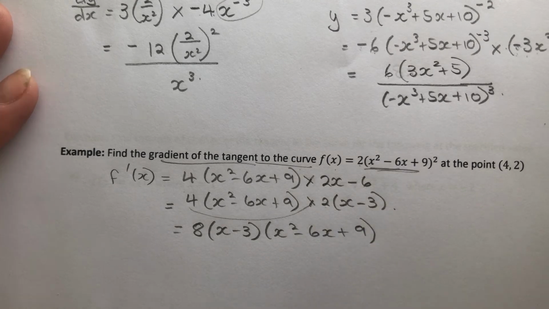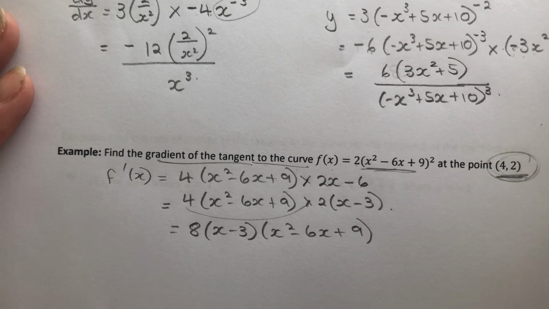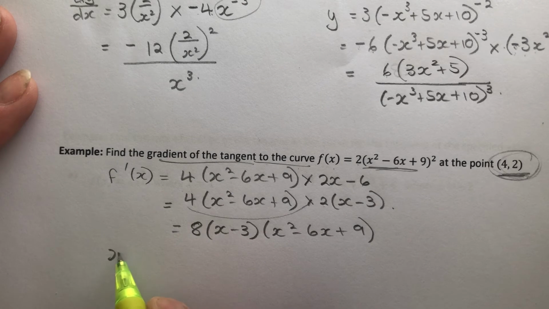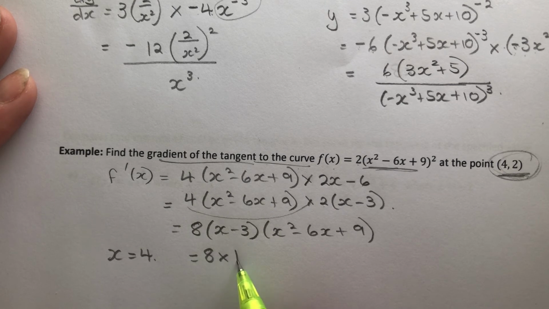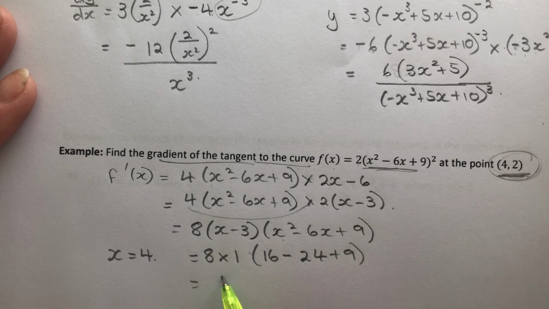Now that would be the end if we didn't have more information. We want to know what the gradient is at that point. So that means we need to put in when x is equal to 4. So we'll just put x is equal to 4. 8 times 1, 16. I better write that out. 4 4s are 16 minus 24 plus 9 it is. 8 times 1 minus 8, times 1.